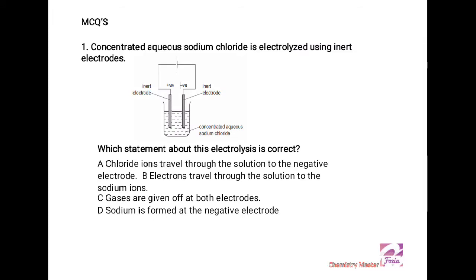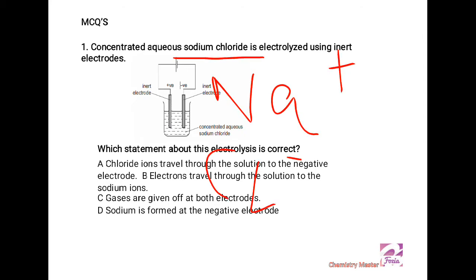The very first MCQ is: concentrated aqueous sodium chloride is electrolyzed using inert electrodes. The word inert means they will not be taking part in this electrolysis, means in oxidation or reduction. And the electrolytic material is a solution of aqueous sodium chloride. It is an ionic compound which will be dissociated to give sodium ions and chloride ions.